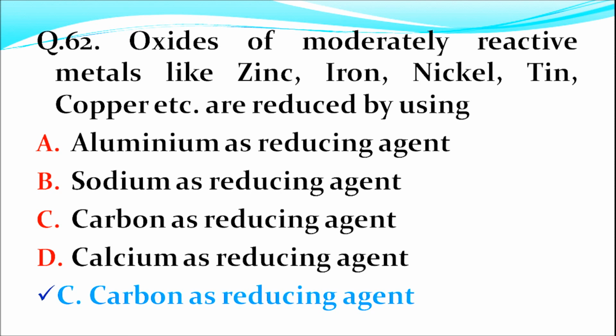Oxides of moderately reactive metals like zinc, iron, nickel, tin, copper are reduced by using option A aluminum as reducing agent, option B sodium as reducing agent, option C carbon as reducing agent, option D calcium as reducing agent. Oxides of moderately reactive metals are reduced by using carbon as a reducing agent. Option C is correct.